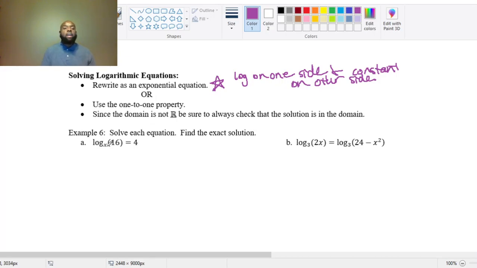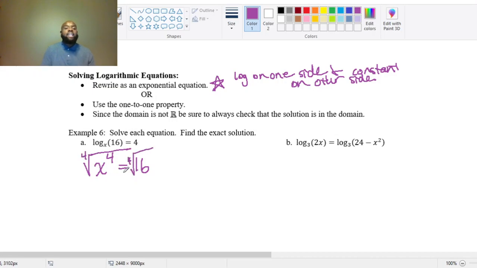For instance, I have log at base x of 16 equals 4. Well, if I write that as an exponential equation, I get x to the 4th power equals 16, all right? Now, to solve this equation, we have to solve for x. We have to undo the 4th power, and so one way to do that is to do the 4th root. All right, when we undo something by doing the 4th root, I'm taking the 4th root of both sides.